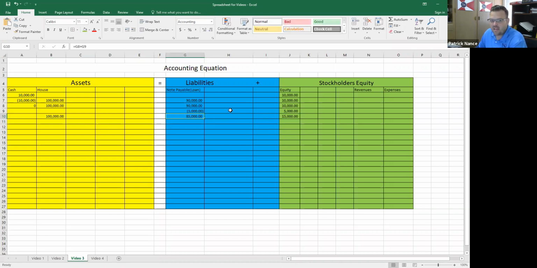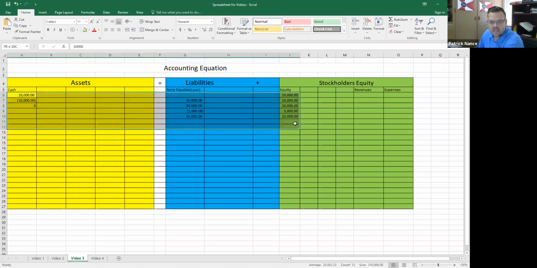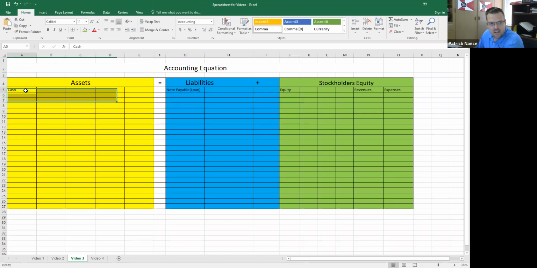But there are two sides to that. There are two sides to every single transaction. Every time you do a transaction in accounting, there will always be two sides to that transaction. If this doesn't make sense yet, that's okay. It's kind of hard to wrap your brain around usually at first. So let's look at business transactions and the accounting equation next, and we'll stop this video here for now.